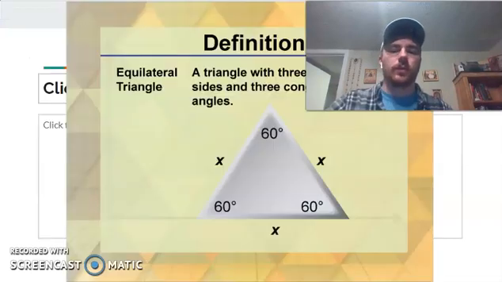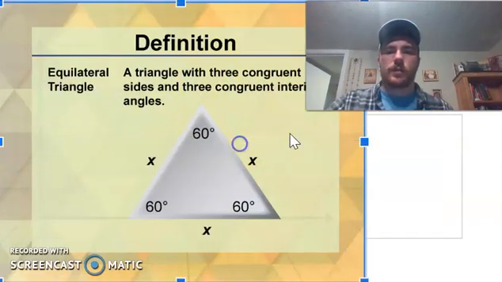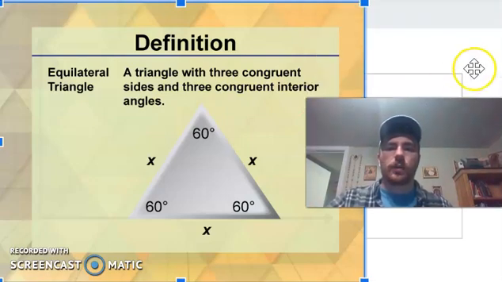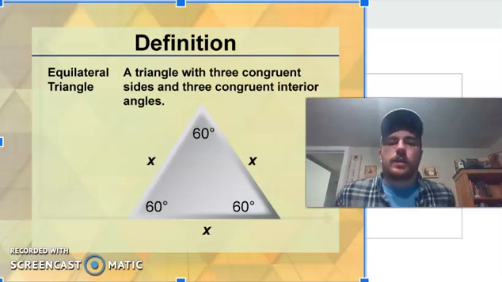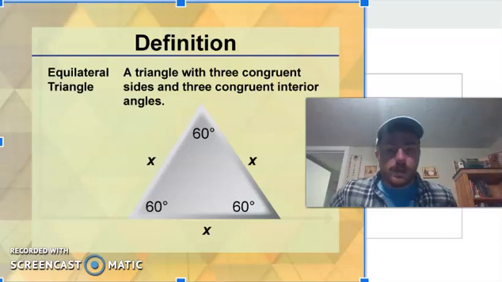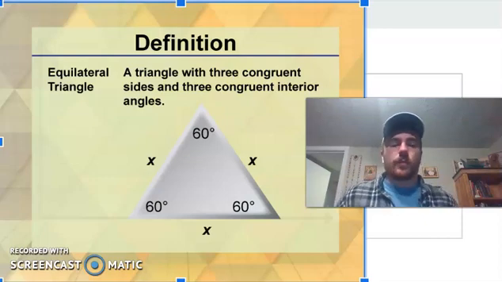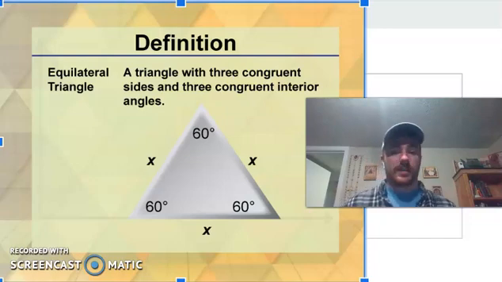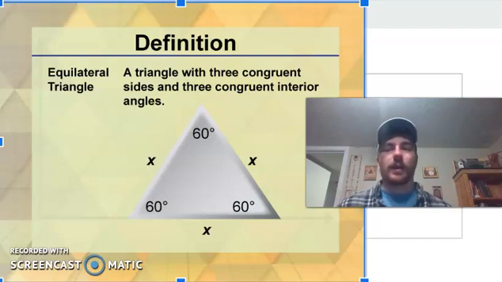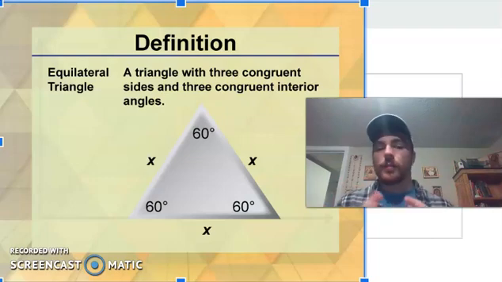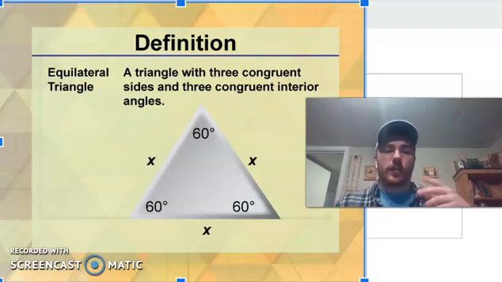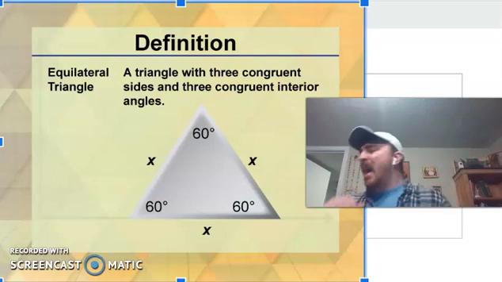Next, the equilateral triangle. By definition, this is a triangle with 3 congruent sides and 3 congruent interior angles. So if you have your 3 angles being congruent, we can label them all as whatever. They're always going to be equal to 60 degrees, always. The reason why is the sum of the interior angles in any triangle is going to be 180. So if you divide that by 3 congruent angles, you're going to get 60.